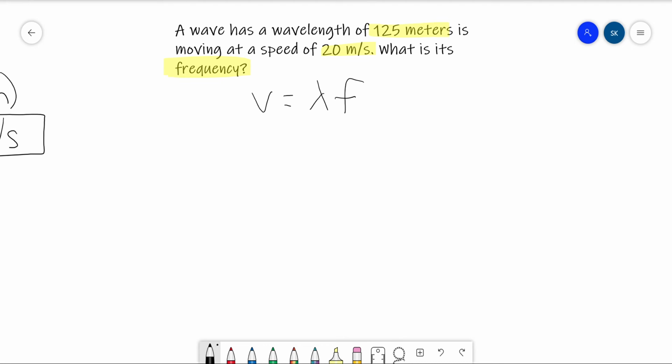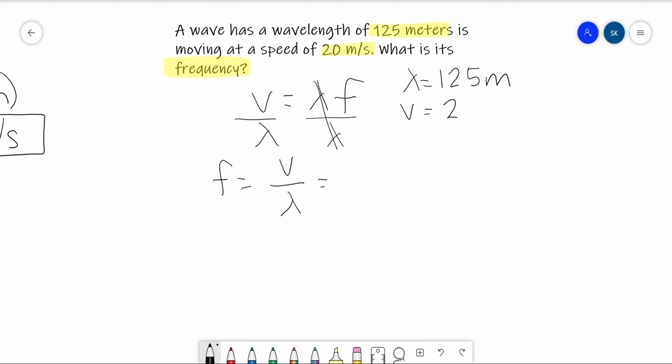I am looking for frequency, so I want to get frequency by itself. So I'm going to divide both sides by lambda. And I get that frequency is equal to the velocity divided by lambda. Now I'm going to plug in my numbers. I know that my wavelength is 125 meters, and my velocity is 20 meters per second. So I'm going to say 20 meters per second divided by 125 meters.